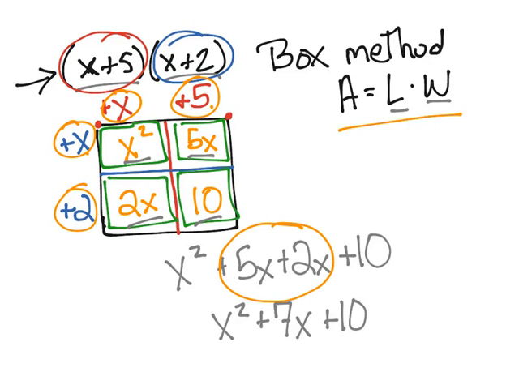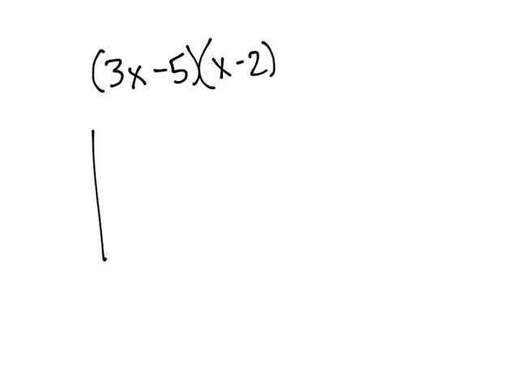This is the same answer we found with the distributive method and the FOIL acronym in the previous page, but it's a different way of looking at the problem. Let's look at another. Our problem now will be 3x minus 5 times x minus 2. Once again, we'll start with a box.